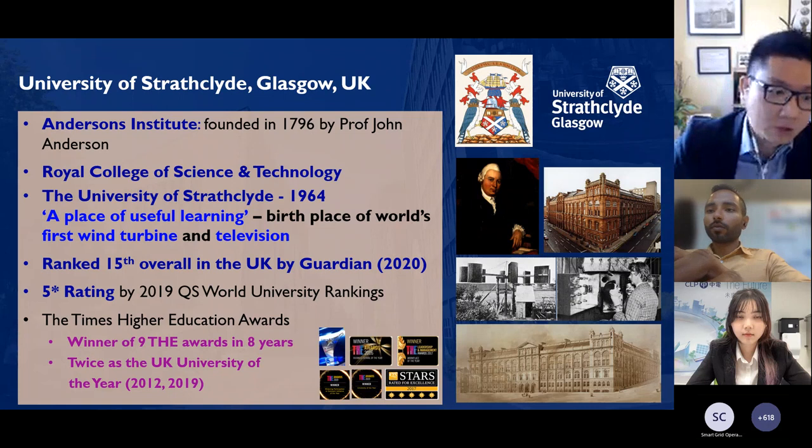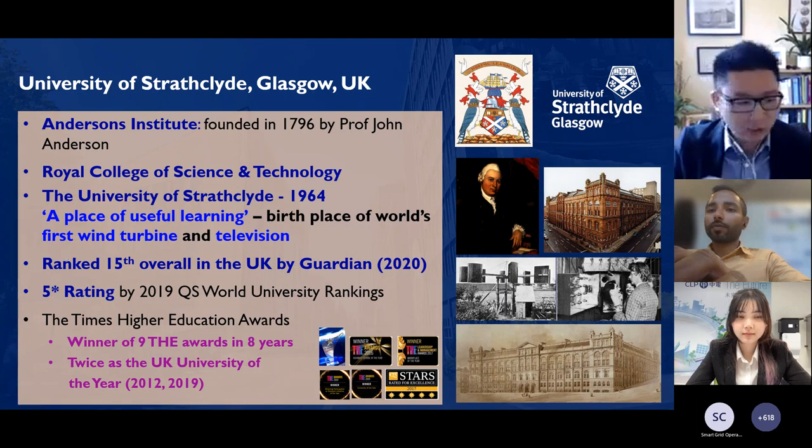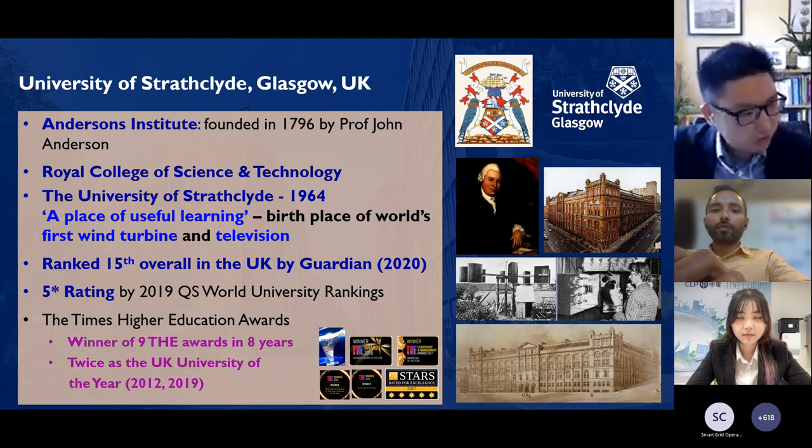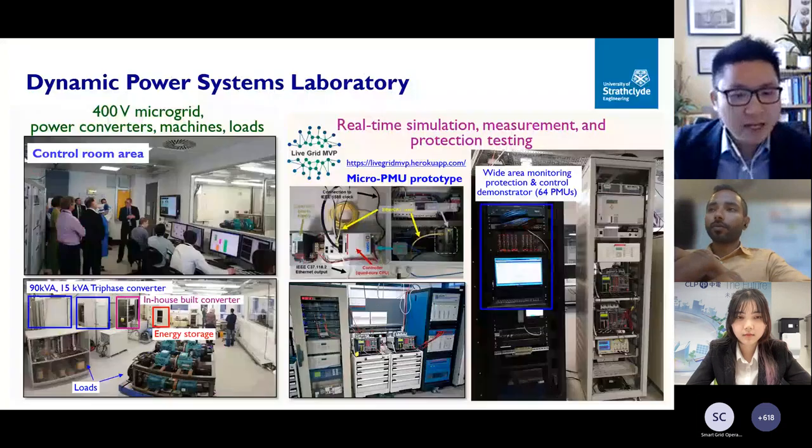Our fundamental principle is to be a place of useful learning, famous for being the birthplace of the first wind turbine and television. Anyone is more than welcome to visit us, for example, using Maza's research link, as he mentioned earlier. Now, Maza also touched on this earlier.